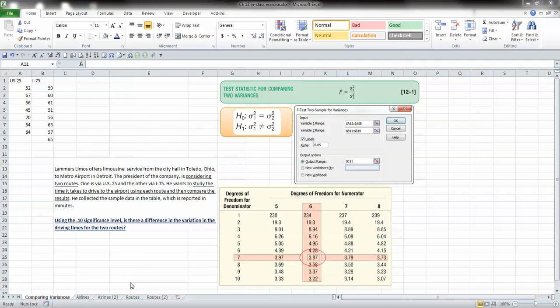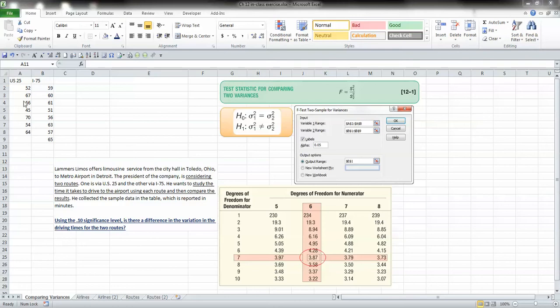For this example, Lammers Limos offers limousine service from the City Hall in Toledo, Ohio to Metro Airport in Detroit. The president of the company is considering two different routes. One's via US 25 and the other is via Interstate 75. He wants to study the time it takes to drive to the airport using each route and then compare the results. He collected the sample data in the table, which is reported in minutes.